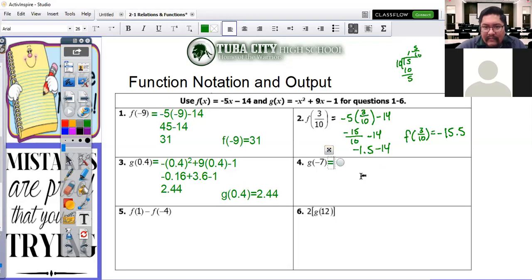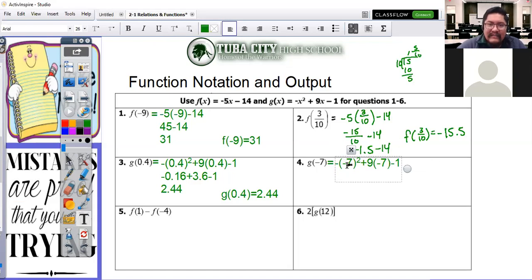So the thing I'm going to have to write is g of -7, and we have to use g, so let's make sure we're using the right function this time to start with. Plus 9x minus 1. And instead of this x here, I'm going to have to replace it with -7. Same thing for this one here. So now we have -7 in here.